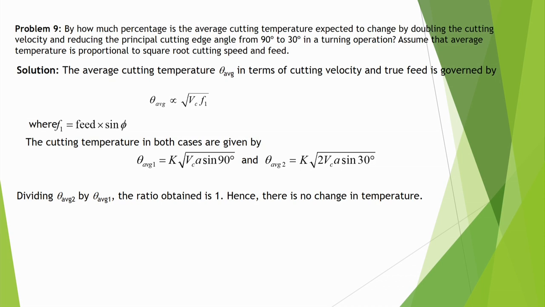So, assume that average cutting temperature is proportional to square root of Vc and F, and F1 is equal to feed into sin phi, because this is the uncut chip thickness, sin phi. So, cutting temperature in both the cases are given. In one case phi is 90 degree, another case is 30 degree. So, dividing these, the ratio is obtained as 1. So, that means there is no change in temperature. Okay. That is the answer.